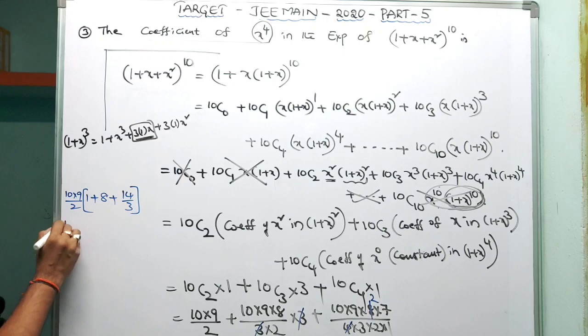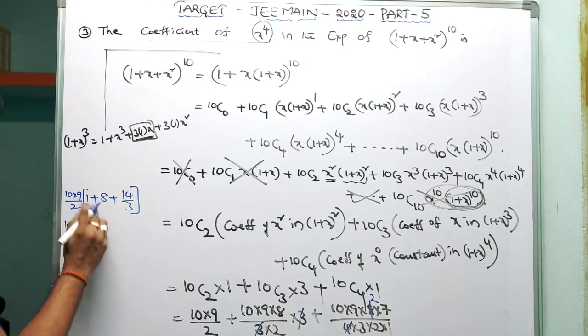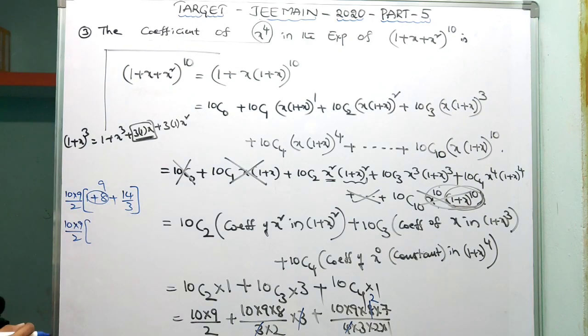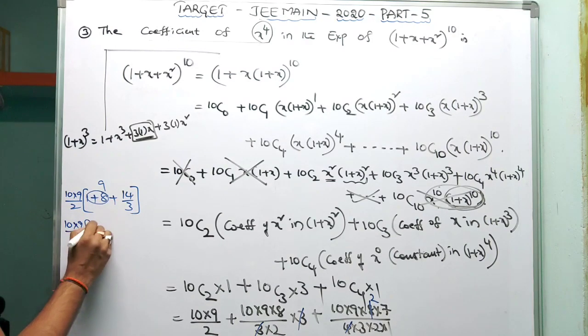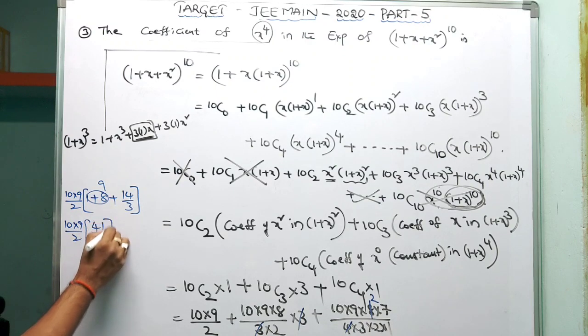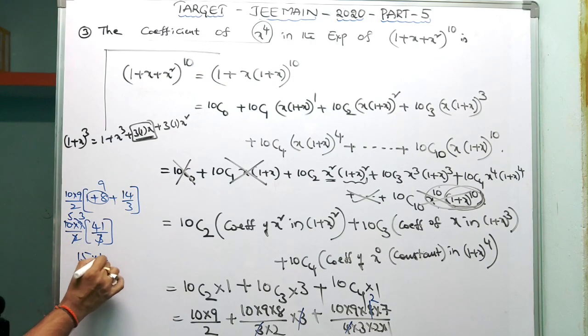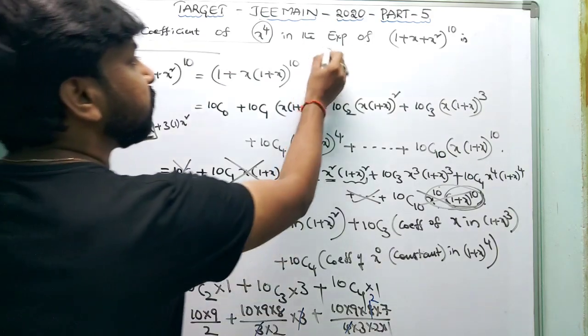Then almost completed. 10 into 9 means by 2 into, if you take LCM, this is 9 3s are 27 plus 14, 41 by 3. Then you are getting 3 3s are cancelled, 2 5s are cancelled, 5 into 3 is 15, into 41 is nothing but 615. That's what your answer is, 615 for this particular question.